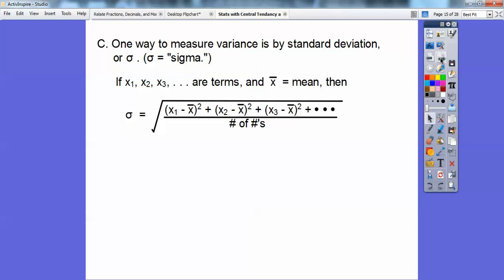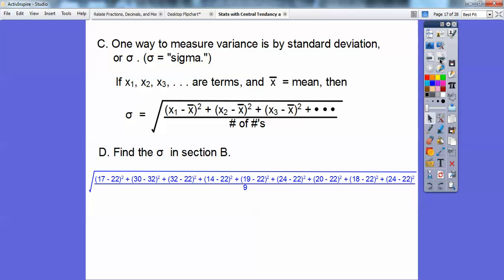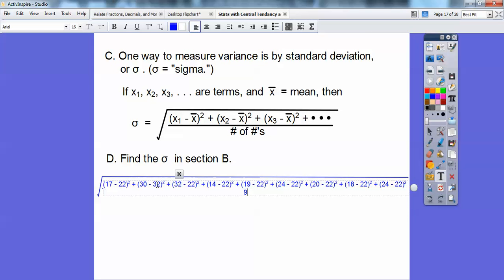So guess what? I'm going to have you find the standard deviation in section B. Well, we already know the mean. The mean was 22. I had to do a small font. I did font 16, you guys. This is font 26 right here. So for me to fit it on this page, I had to do font 16. So here's each number minus the mean. Whoops, I got a 32 in there. This should be a 22 right there. So here's each number minus the mean squared. So 17 minus 22 squared, 30 minus 22 squared, each number minus 22 squared. And then I add all those up.